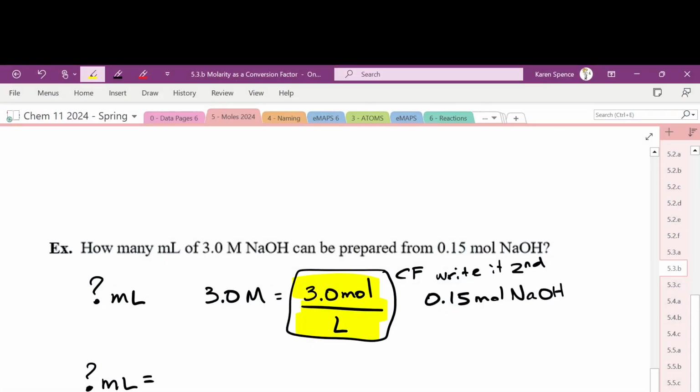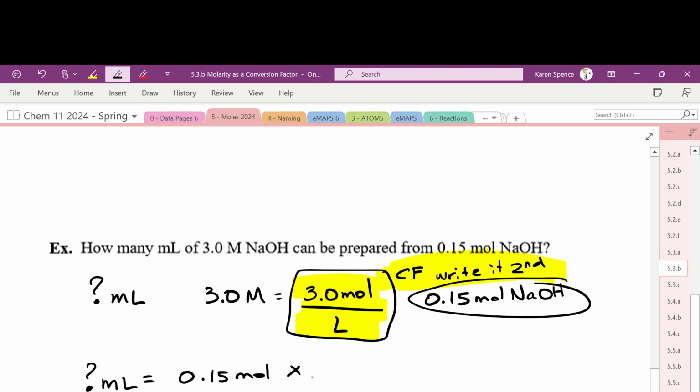Okay, this is your conversion factor. You're going to write it second. You don't have to. I'll show you in a minute. But most of you are used to seeing something like this. 0.15 moles and then times a conversion factor, yes? Can I leave that conversion factor the way it is? Can I write 3.0 moles per liter?